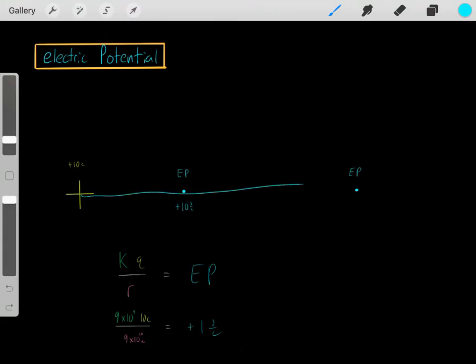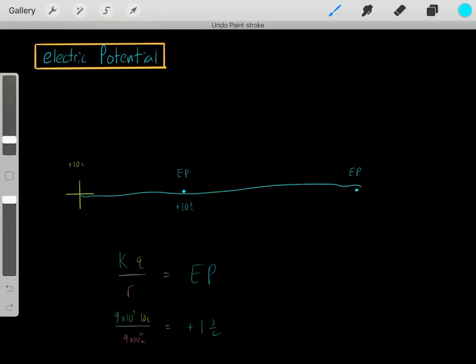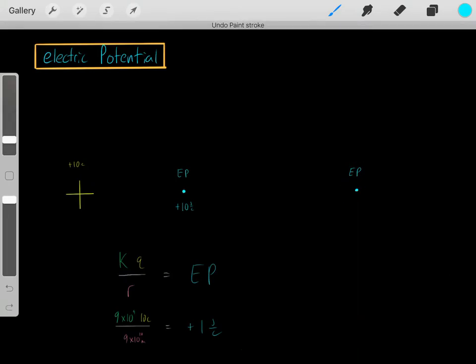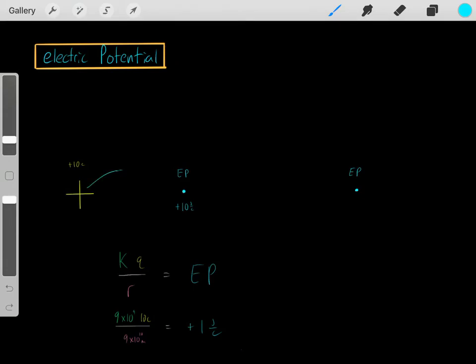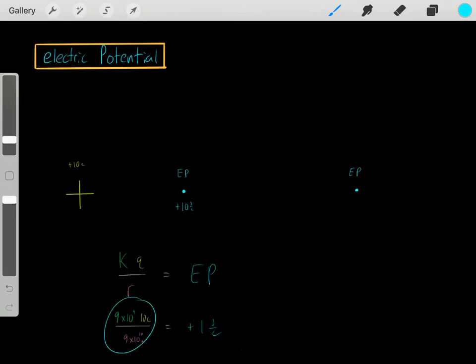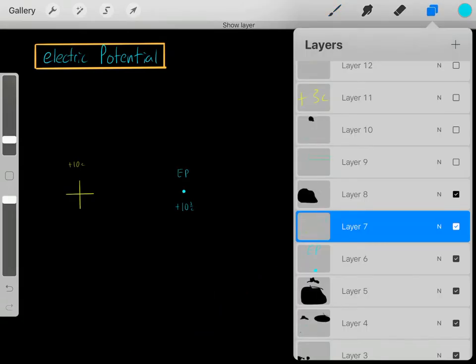So let's say this distance represents 9 times 10 to the 10 meters. So if we have a positive 10 coulomb charge, what's going to be the electric potential 9 times 10 to the 10 meters away? What's going to be the electric potential at this particular location? Again, we just simply use this equation. If we plug those in, we would get the electric potential as positive 1 joule per coulomb. So now we know at this particular location, it has an electric potential of positive 1 joule per coulomb.